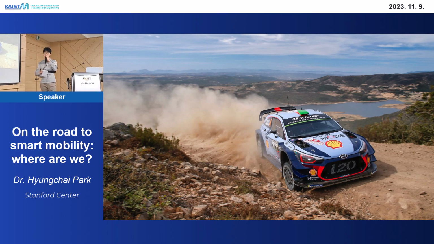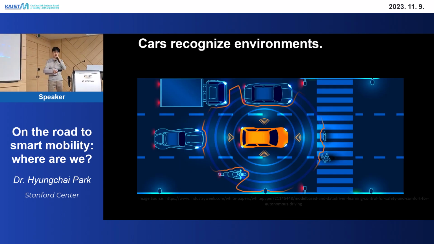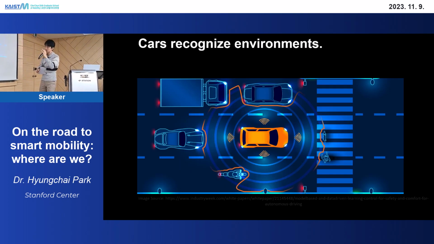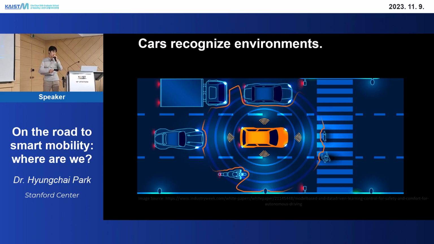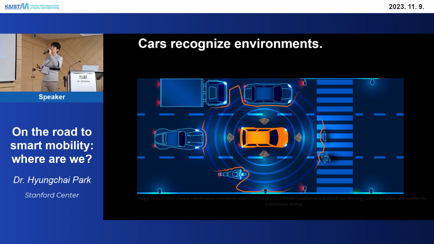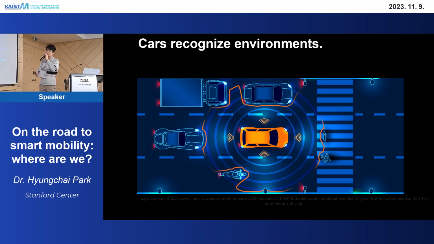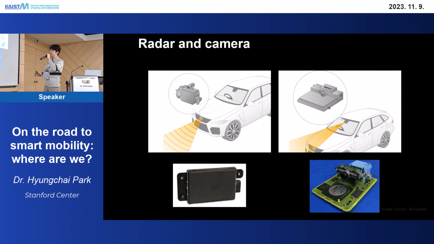But actually, when you drive on a road, you are not alone. There are lots of other components on the road, like other vehicles, motorcyclists, pedestrians, and some traffic signs, lanes, crosswalks. But thanks to the development of some sensing technologies, now cars can recognize the environment, something around the car. Those sensors that make a car recognize the environment are radar and camera.